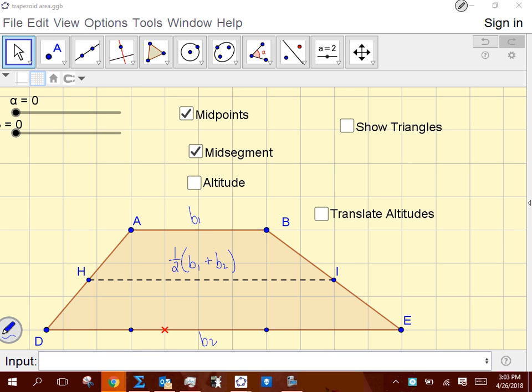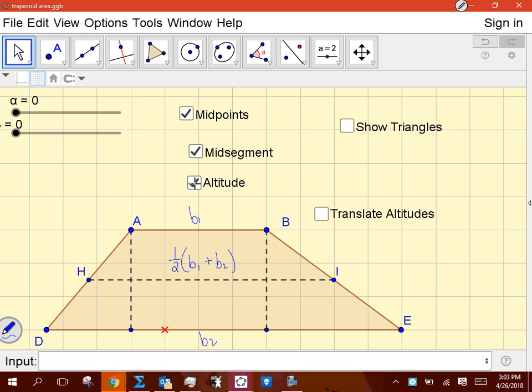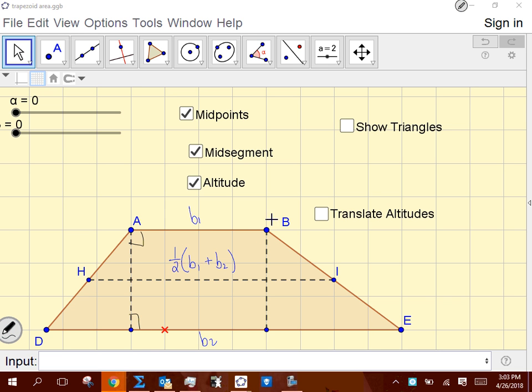Now, would you guys agree that if I put in those two dotted lines, those are both altitudes? We start at a vertex, and I don't have the angles showing up, but they do go to the opposite side, and they're perpendicular to the opposite side, right? So at A, I've got a right angle right here, and a right angle there, and a right angle there. So those are altitudes.